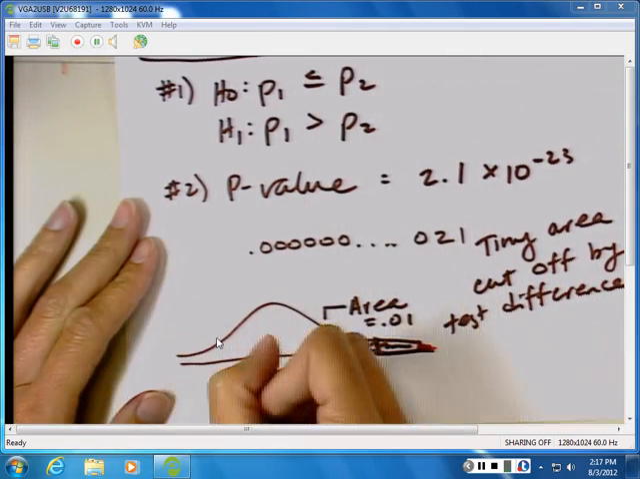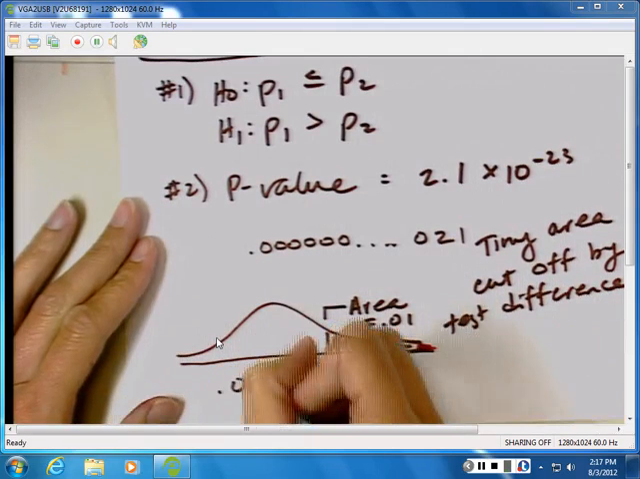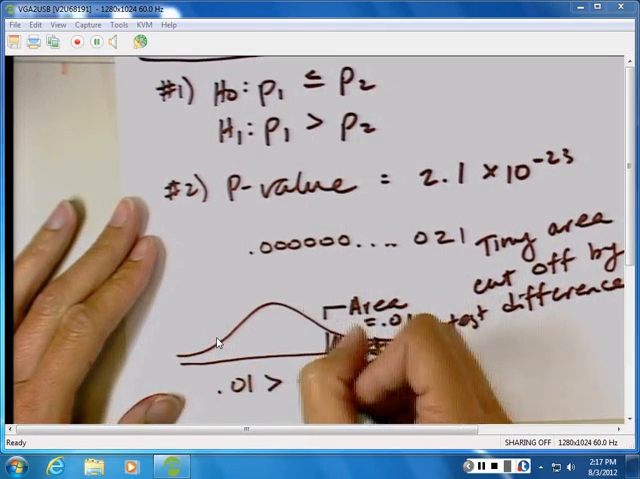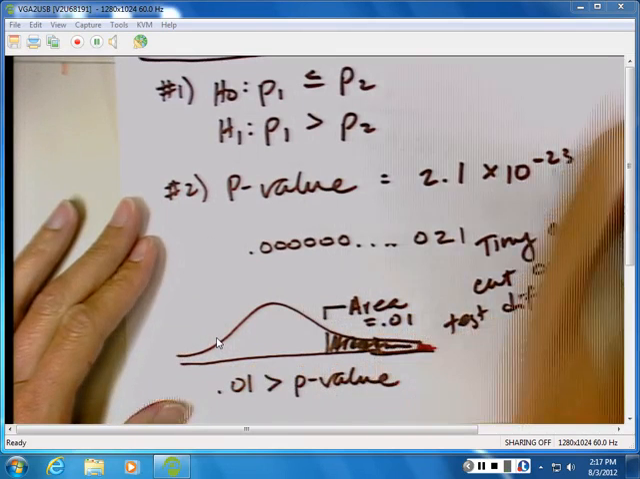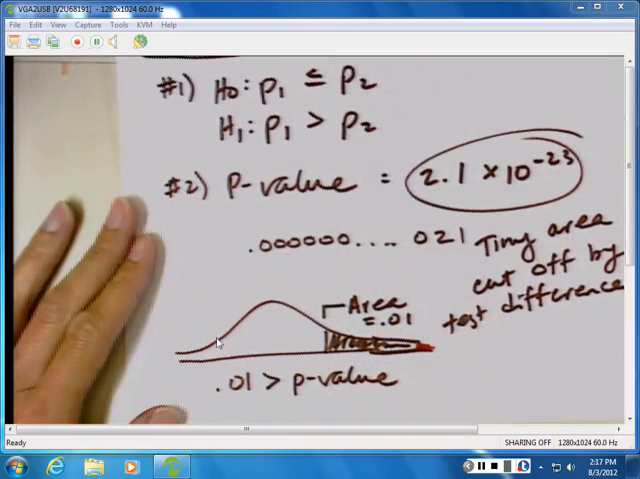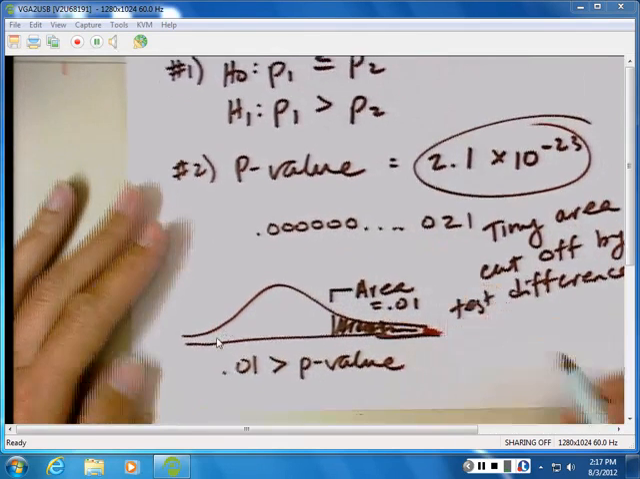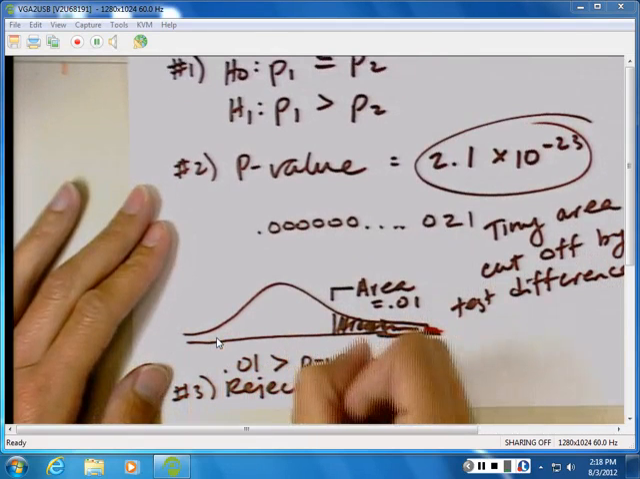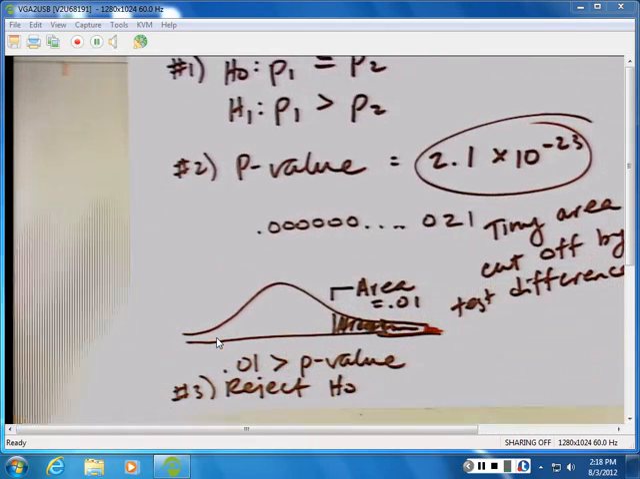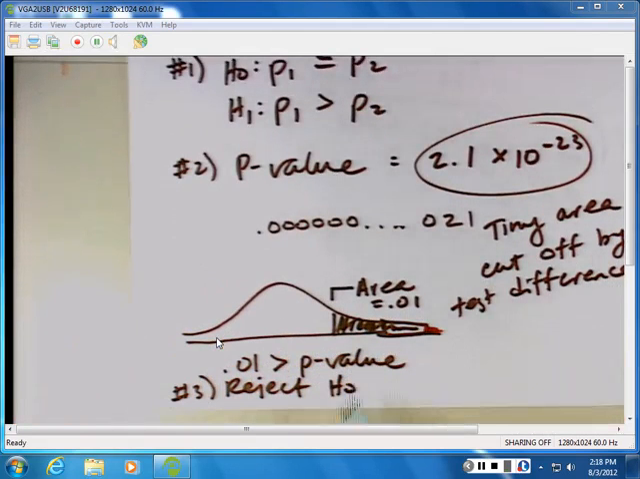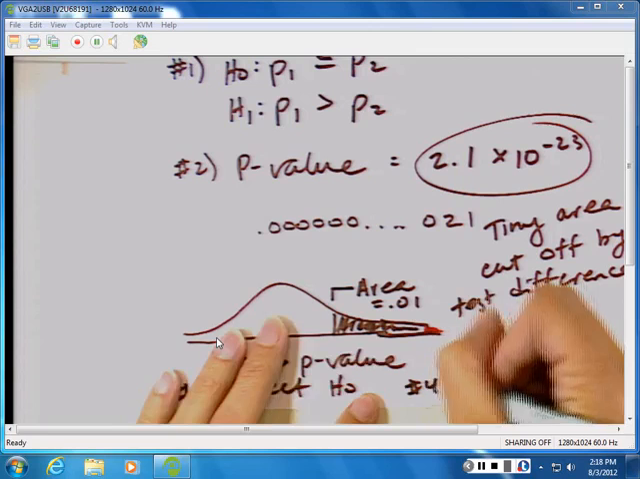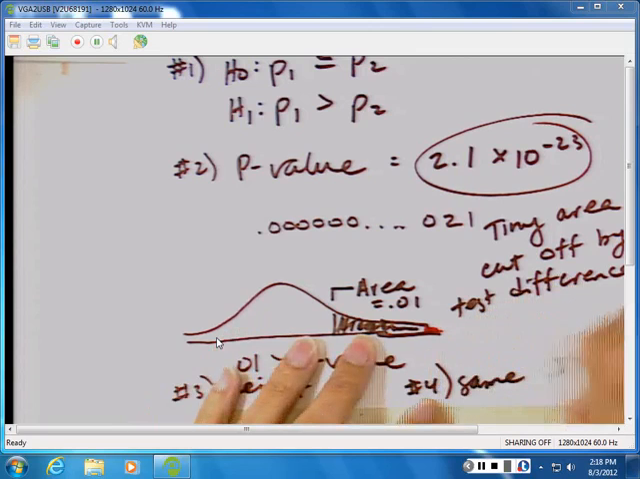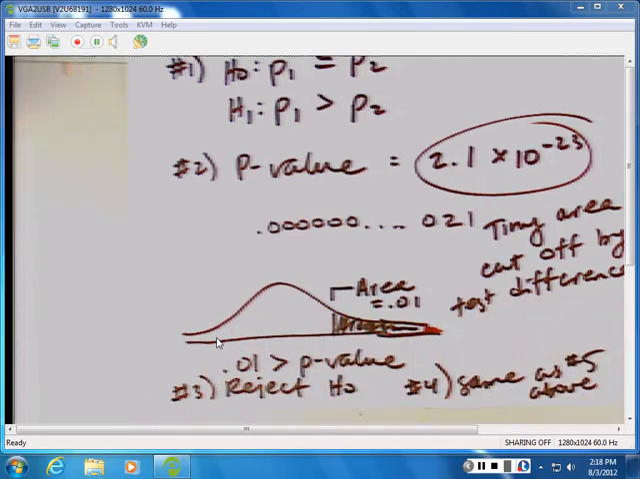So 0.01 is bigger than my p-value, which is this guy, which means that the p-value stays in the rejection region, so we reject. So step number 3 is to reject the null hypothesis. We already knew that, but I needed to verify that using my p-value. And then step number 4, and I already wrote all that out. I'm just going to say same as 5 above. We did show that there is a significant difference between the proportion of men that wear seatbelts and the proportion of women.